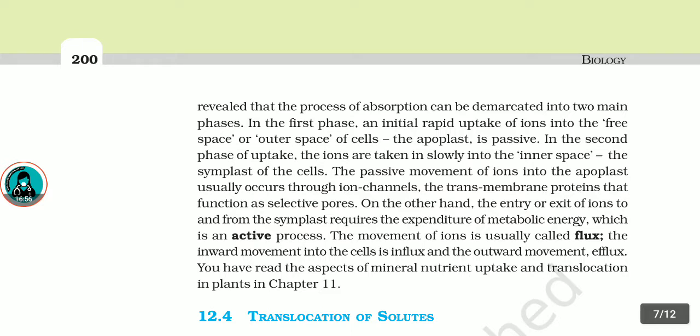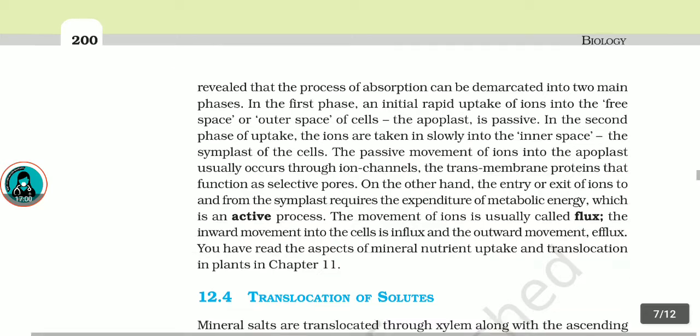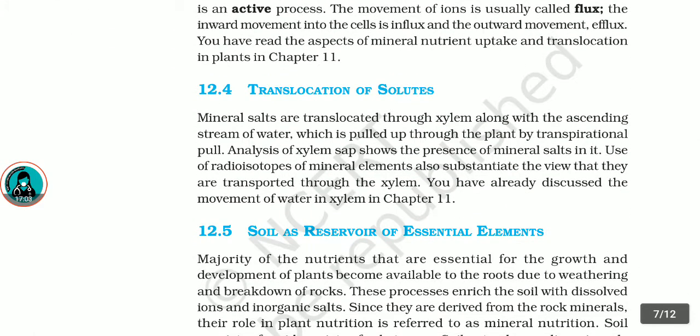You have read the aspects of mineral nutrient uptake and translocation in plants in chapter 11. 12.4 Translocation of solutes. Mineral salts are translocated through the xylem along with the ascending stream of water, which is pulled up through the plant by transpirational pull.